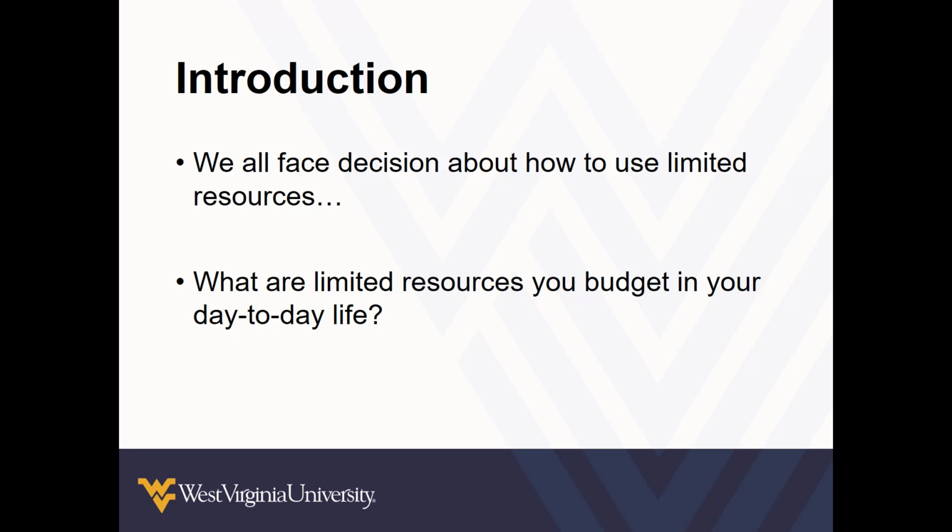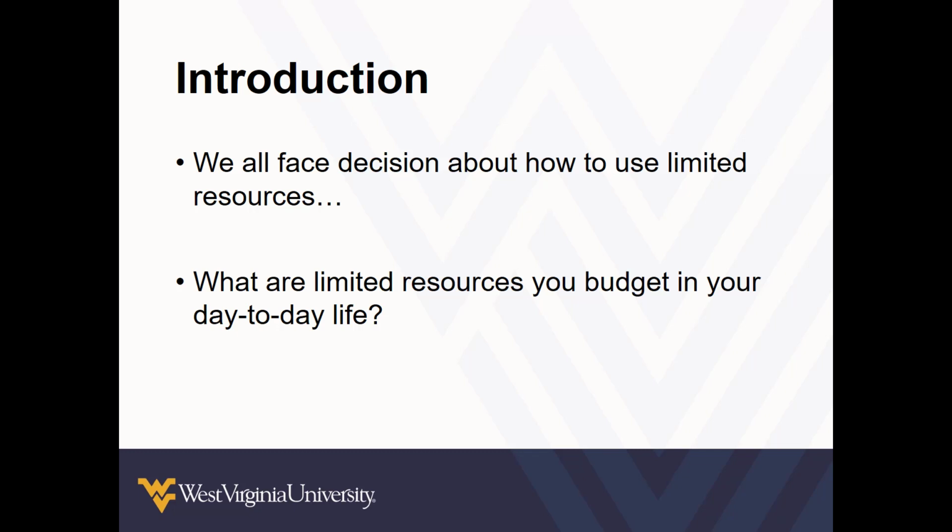Who do we vaccinate first with COVID? Who do we prioritize for ventilators? What happens when there's a hospital-wide shortage of a certain medication? And we need to consider what limited resources to budget in your day-to-day life. For example, the emergency department at Ruby Memorial in Morgantown had a hospital-wide shortage of Dilaudid.